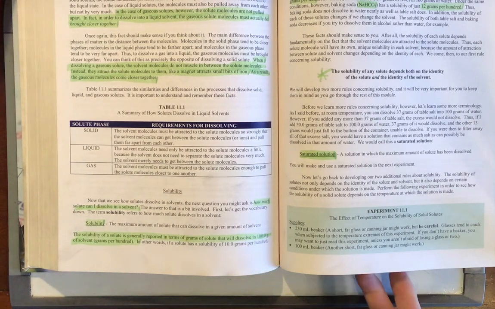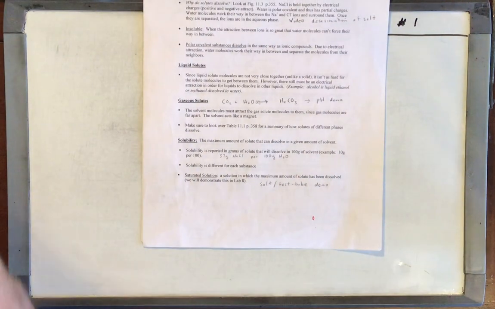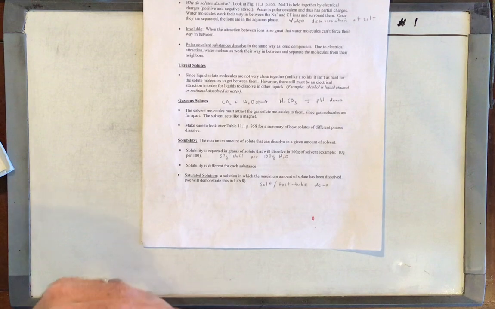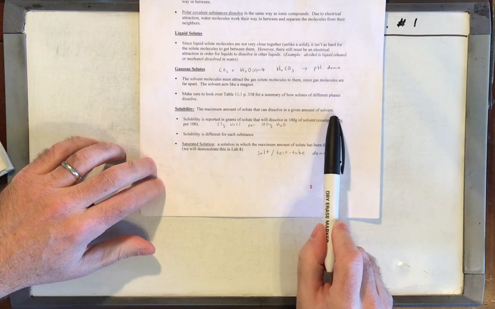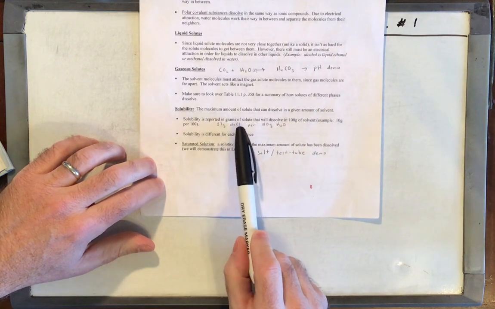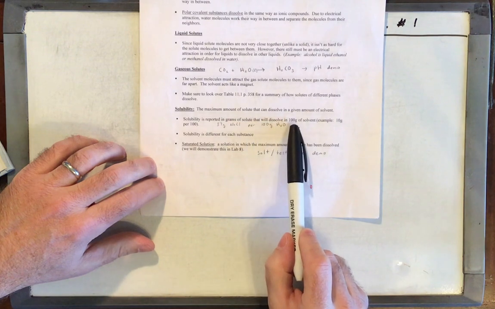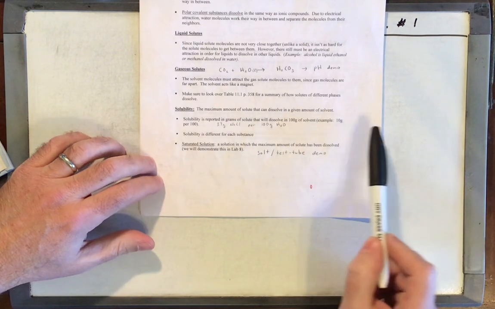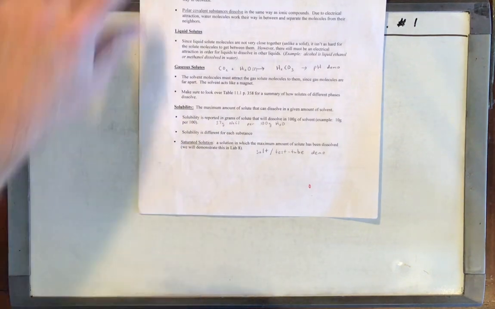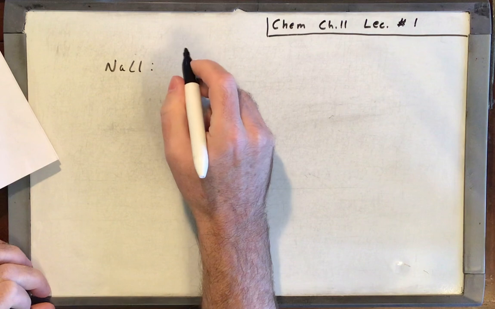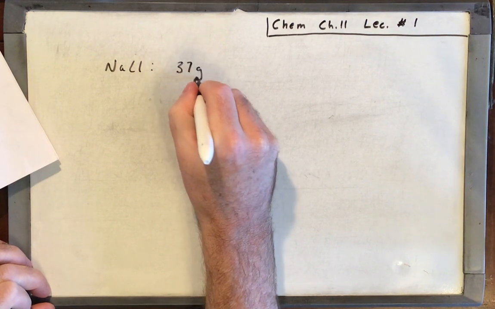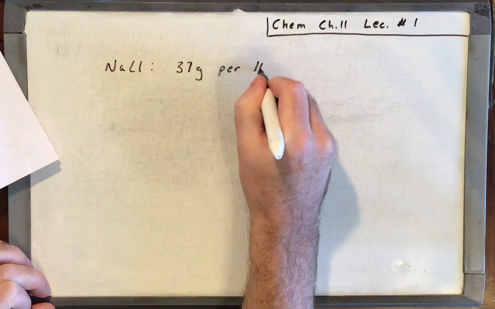All right, let's take a look at solubility. All right, so solubility is the maximum amount of solute that can dissolve in a given amount of solvent. Okay, so solubility is reported in grams of solute that will dissolve in 100 grams of solvent. An example of that would be 10 grams per 100. So for sodium chloride, I don't know if you can read it, so I'll write it on the board. For sodium chloride, its solubility is reported in water as 37 grams per 100 grams.